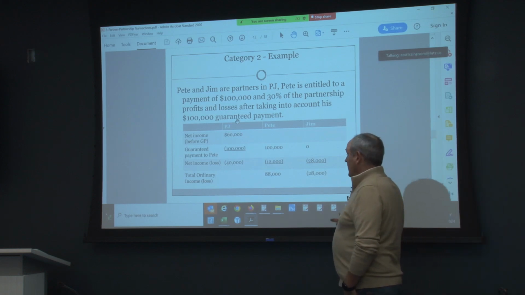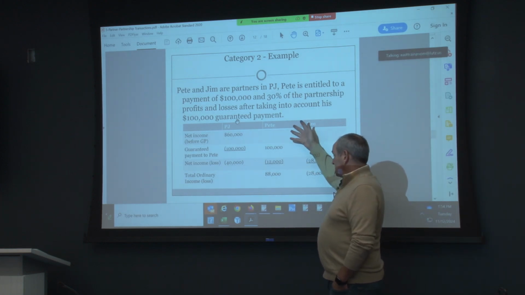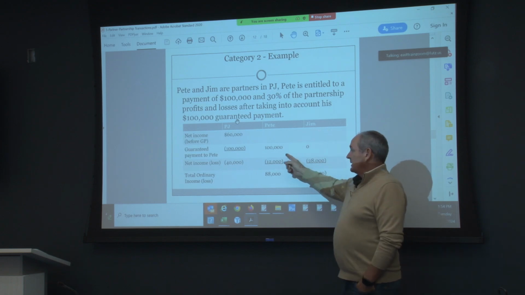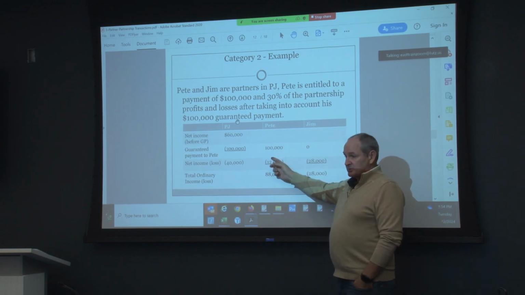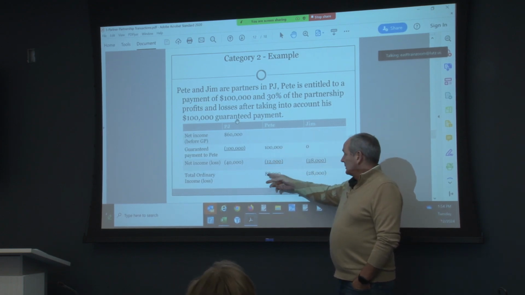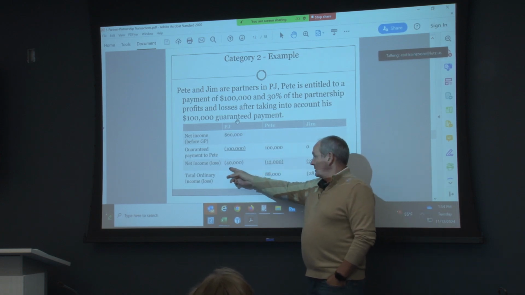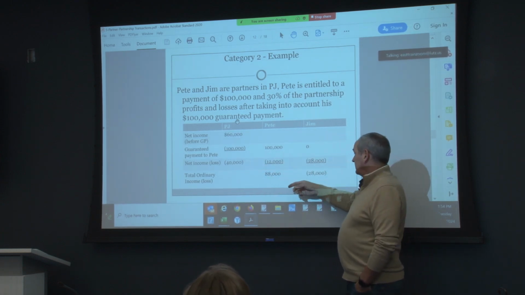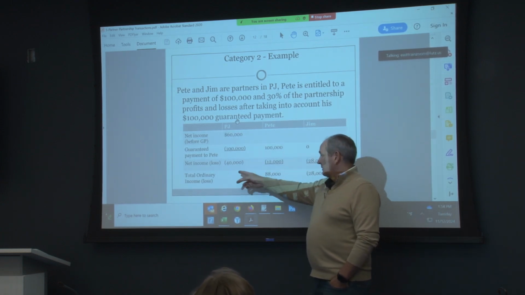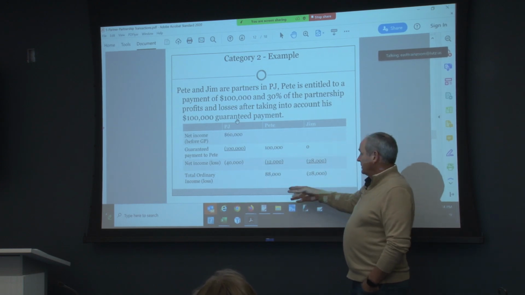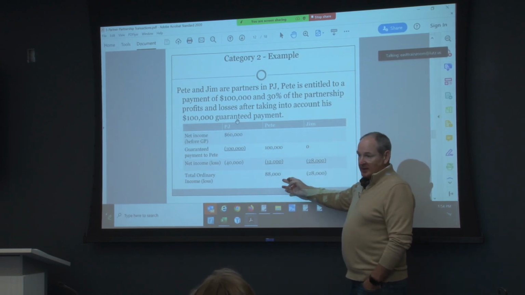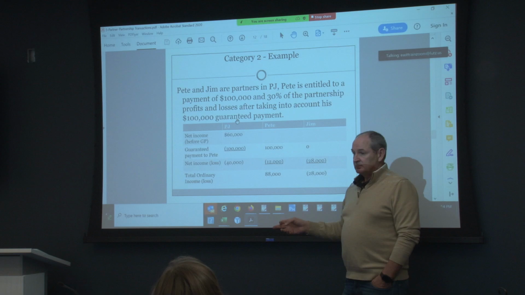So now, Pete and Jim, these are the K-1s that we have. Pete has a guaranteed payment of $100,000, and that's going to come through on the K-1. But he also has 30%. 30% of the 40,000 loss is 12. 70% of the 40,000 is going to be 28. Pete's K-1 is going to be $88,000, and Jim's going to be 28.